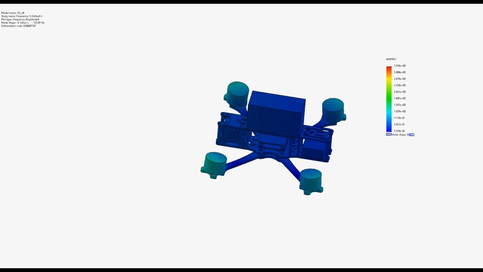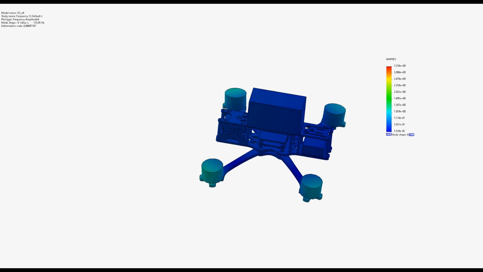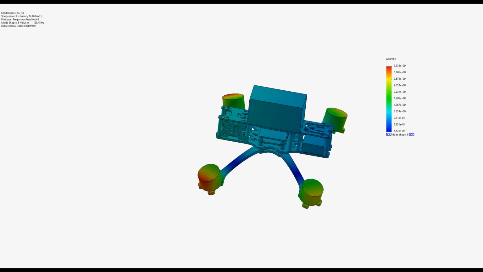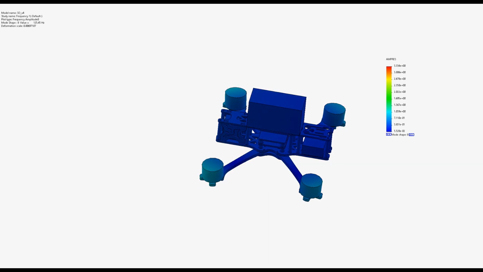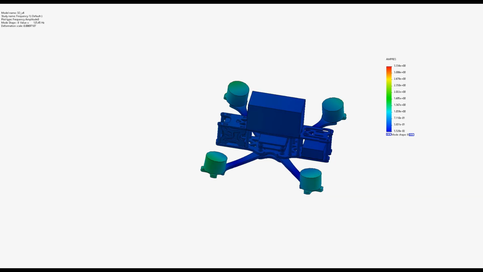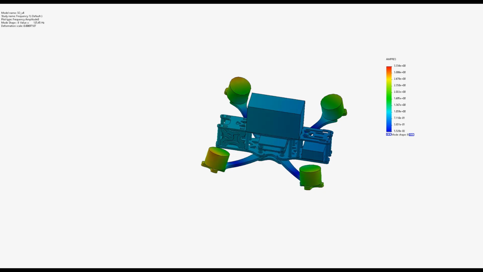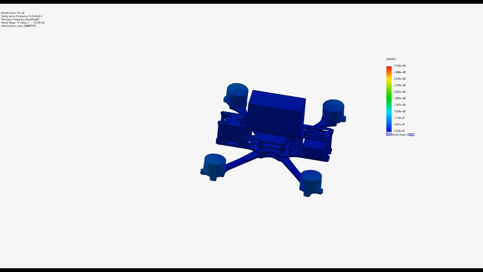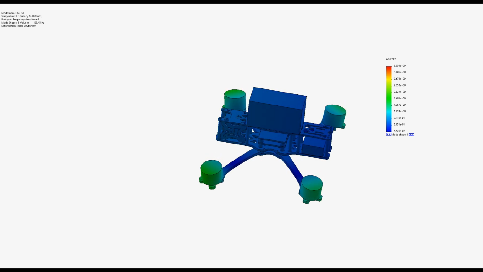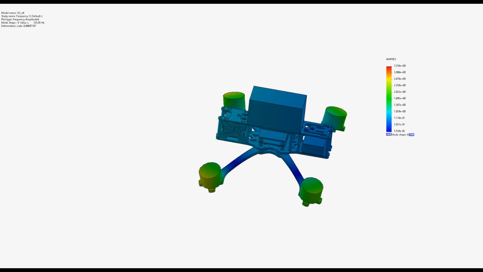So what you're looking at here is a result of a resonant simulation of the TBS Source One frame. And this is the second resonant mode of that frame. And you can see that in this mode, the motors are bouncing up and down and the body of the quad is moving opposite to it. And that bouncing up and down is going to give you Jello in your HD footage.